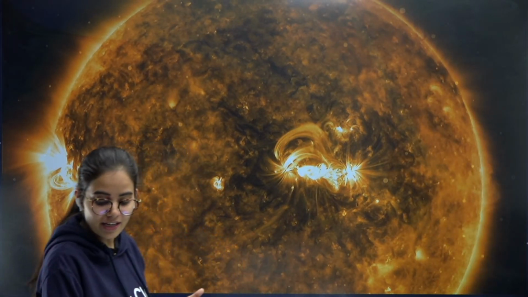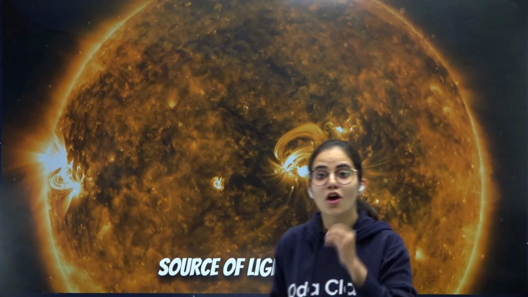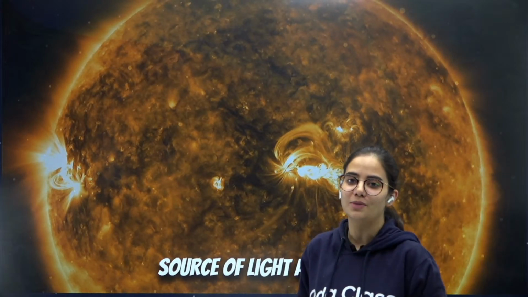Well, yes, it looks like the sun. It is the sun, right? The sun, which is the nearest star to us and the center of the solar system. So the sun is the source of light and heat, not only for us, but for all the planets.